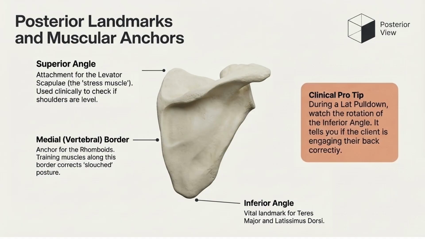Medial border, vertebral border. This inner edge runs parallel to the spine. It's the anchor for the rhomboids. Training the muscles along this border is the key to correcting slouched posture.